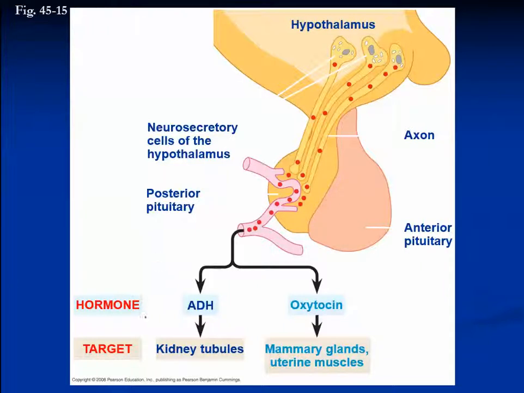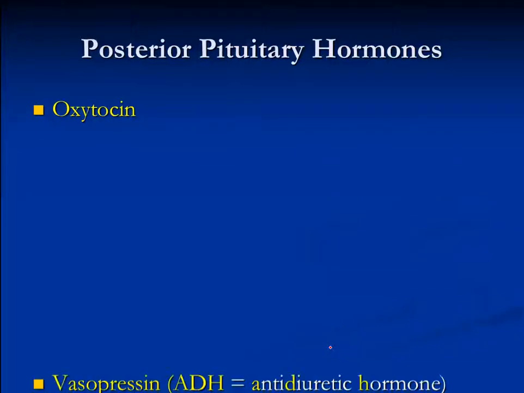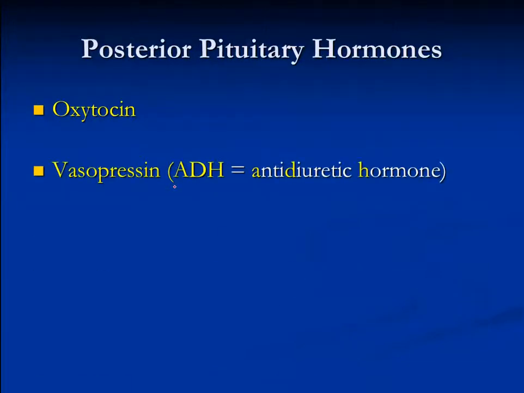And the two hormones released by the posterior pituitary are vasopressin, which is also known as ADH, I'll show you how to spell that on the next slide, and oxytocin. And this is showing you the target of both vasopressin and oxytocin. The target of vasopressin are the kidney tubules, and the target of oxytocin are the mammary glands and the uterine muscles. So to review, the two hormones secreted by, or at least stored in and secreted by, the posterior pituitary are oxytocin and vasopressin. Now, vasopressin is also known as ADH, which stands for anti-diuretic hormone.